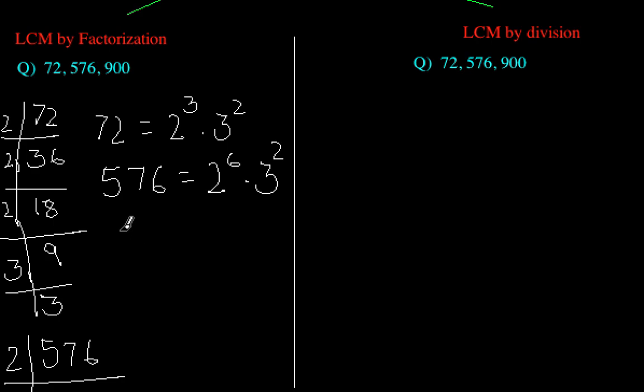Now we have 900. 900 is basically 9 into 10 square, where 9 is equal to 3 square and 10 square is 2 square into 5 square. So 2 square into 5 square.